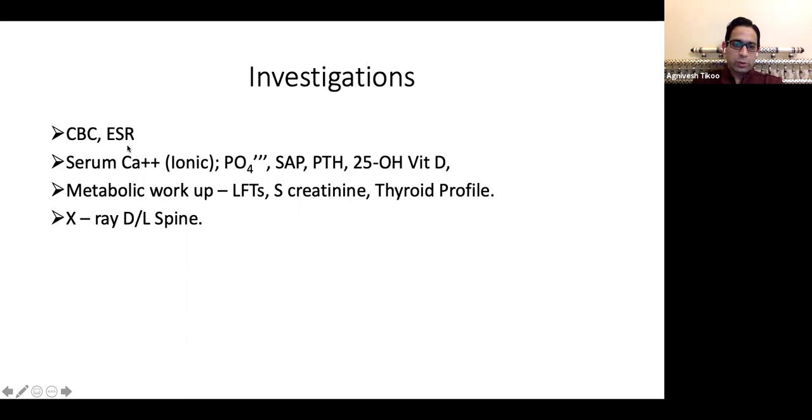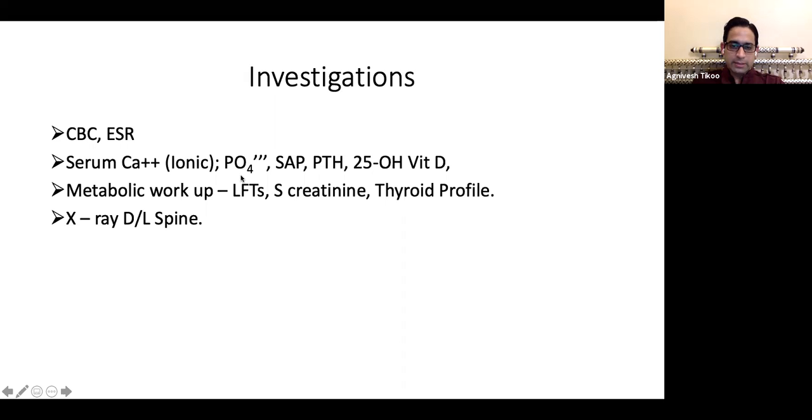Whenever you get a patient for investigation, you should do a CBC and an ESR, because in multiple myeloma, in leukemia, in marrow infiltrative disorders, this ESR will be very high. Serum calcium should be done ionic, and if you don't have ionic, then you should calculate the values with albumin.